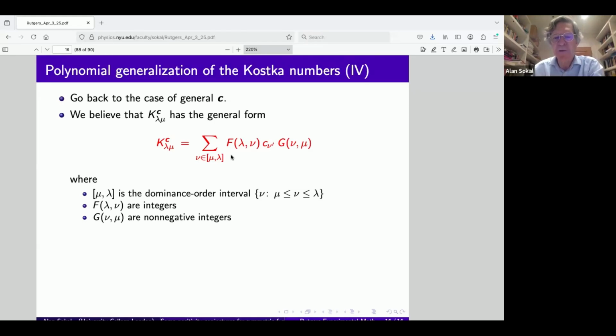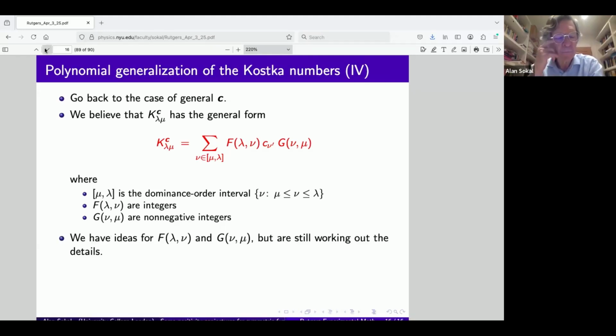Then a product of 3 factors. A product depending on lambda and nu. There's this product C nu prime that we were seeing before. And then a product G depending only on nu and mu. Where the F's are integers, but unfortunately have some signs, and the G's are non-negative integers.